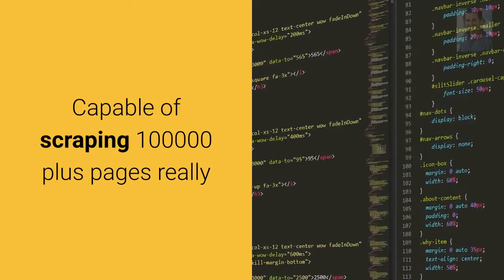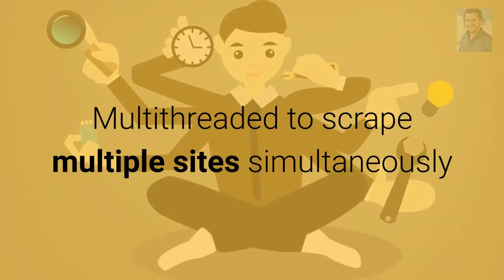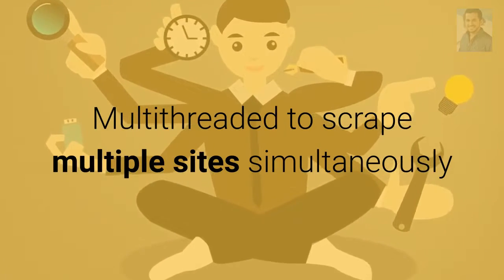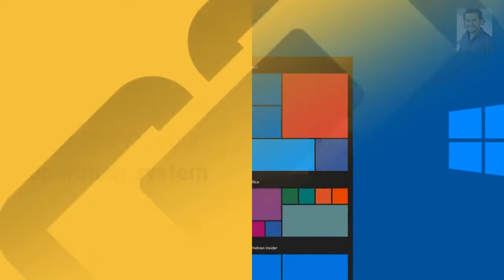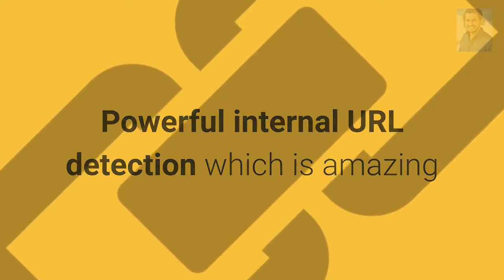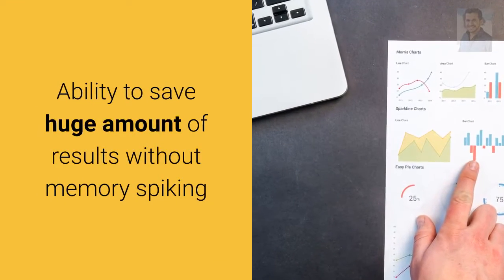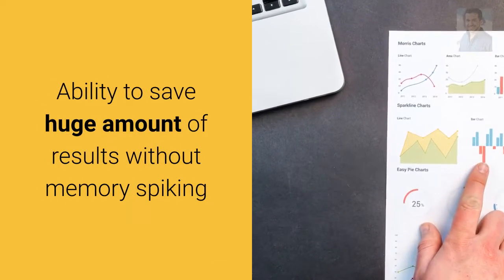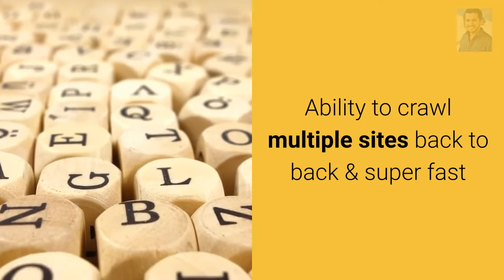Capable of scraping 100,000 plus pages, really. Multithreaded to scrape multiple sites simultaneously. Extremely memory efficient for your operating system. Powerful internal URL detection, which is amazing. Easy to modify to scrape whatever you want in minutes. Ability to save huge amounts of results without memory spiking. Ability to crawl multiple sites back to back and super fast.